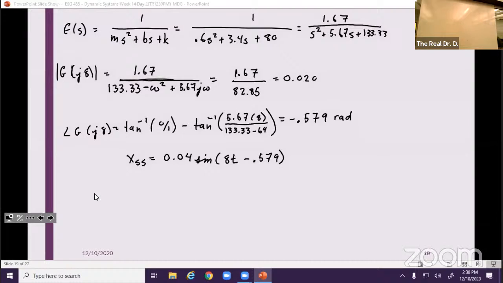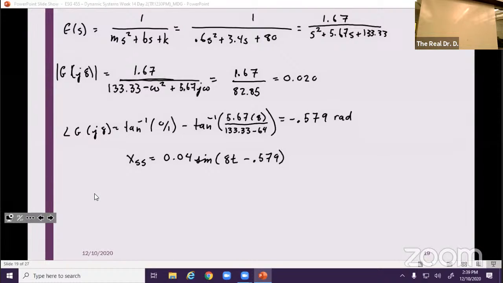We also need phi, right? So we need to take the angle of the numerator and subtract the angle of the denominator. In doing so, we get minus 0.579 radians. Again, it's the tan inverse of the imaginary portion divided by the real portion in the numerator. I know it says 0 over 1, but it really doesn't matter what the real portion is if there is no imaginary portion. And there we have it.